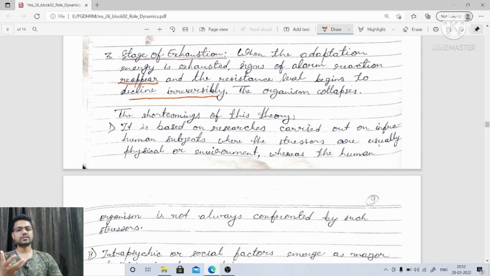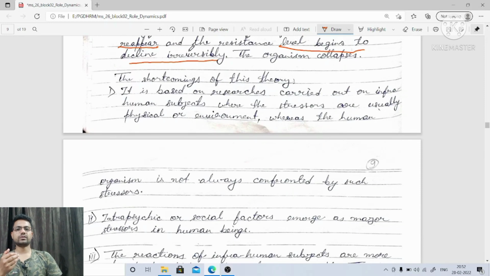It means the resistance level begins to decline in such a way that the organism is not going to return to its normal condition, so that is the stage of exhaustion. And when the stage of exhaustion reaches its maximum limit, then the organism collapses. So that is about the general adaptation syndrome model.